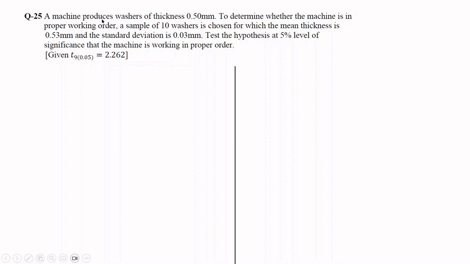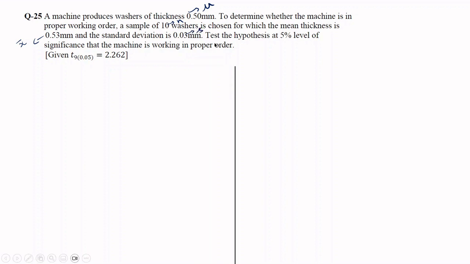So here we are given a machine produces washers of thickness 0.5 millimeter. So for the machine to work properly, it has to produce washers of thickness 0.5 millimeter. So this is the population mean mu. To determine whether the machine is working in proper order, a sample of 10 washers is chosen. So here the sample size is 10. This is n, for which the mean thickness is 0.53 millimeter. So this is the sample mean, which is x bar. And the standard deviation is 0.03 millimeter. So this is the sample standard deviation, which is small s.